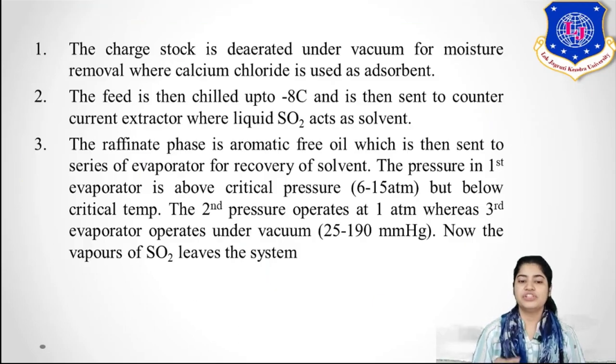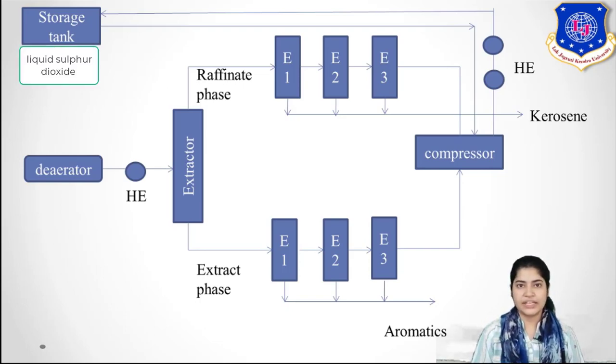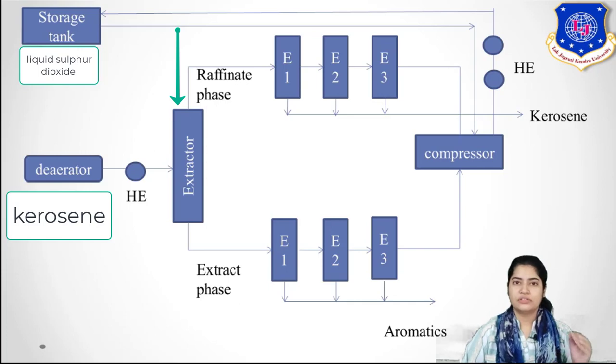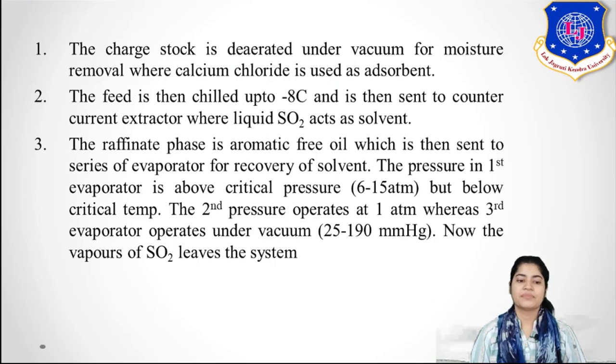Then the feed is chilled to -8 degrees Celsius and is then sent to a counter current extractor, where liquid sulfur dioxide acts as the solvent. So now you are cooling your feedstock in the heat exchanger up to -8 degrees Celsius, and the kerosene is then sent to the extractor. Here counter current extraction occurs. You are supplying your liquid sulfur dioxide into the extractor in a counter current fashion. Now the raffinate phase is aromatic free oil, which is then sent to a series of evaporators for the recovery system.